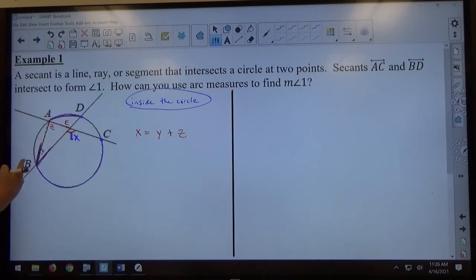Can anybody relate the angle Y to the arc length AD in some way, shape, or form? Y being an inscribed angle and AD being the intercepted arc of that inscribed angle. What's the relationship between this angle and that arc? Y is half of AD, AD is twice Y, right? So this is twice Y.